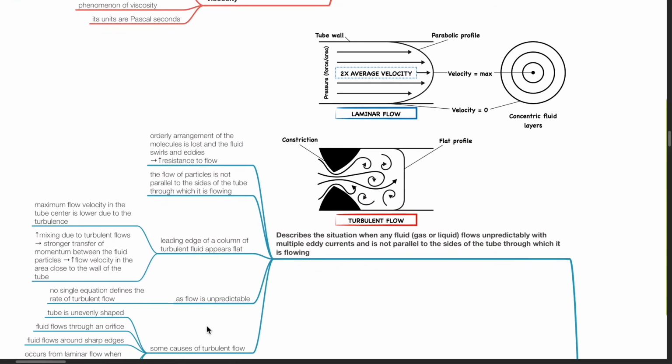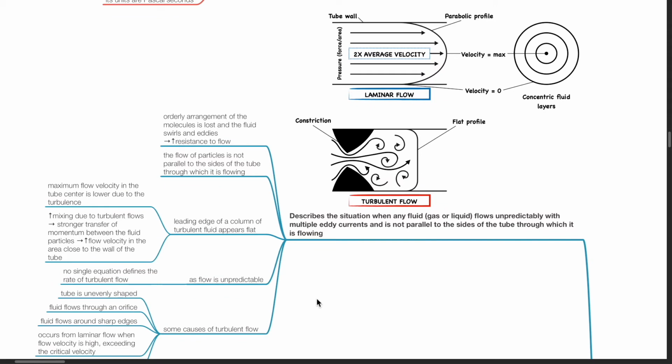Turbulent flow. Turbulent flow describes the situation when any fluid, gas or liquid, flows unpredictably with multiple eddy currents and is not parallel to the sides of the tube through which it is flowing. Orderly arrangement of the molecules is lost and the fluid swirls and eddies, and this increases resistance to flow.